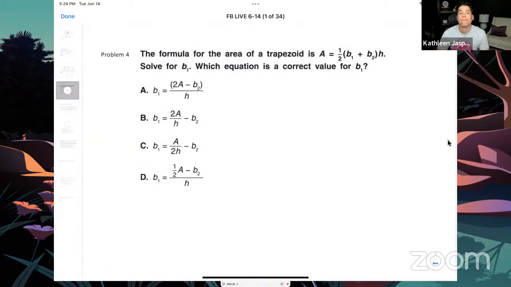All right. The formula for the area of a trapezoid is area is equal to 1/2 base 1 plus base 2 times height. Solve for base 1, which equation is a correct value for base 1. These are called literal equations. I know there's a half number in there, but for literal equations, it just means you're moving letters around.